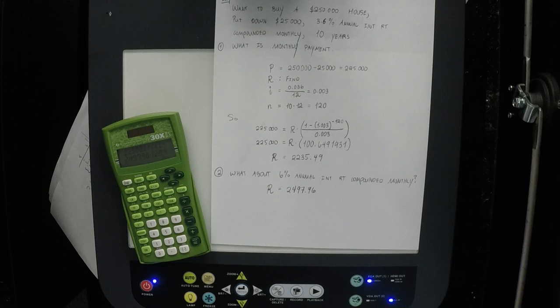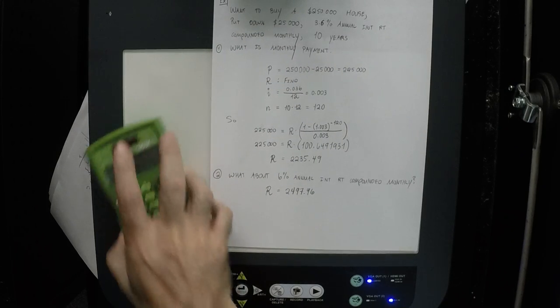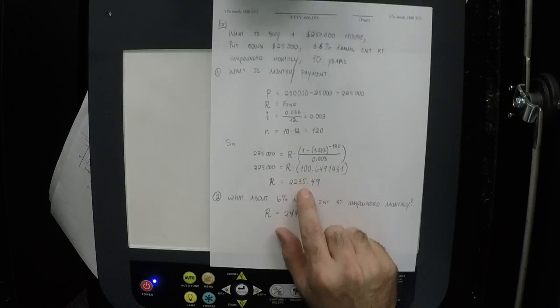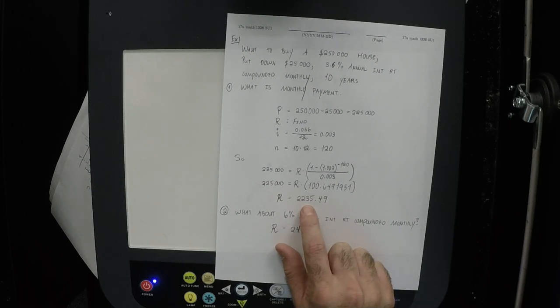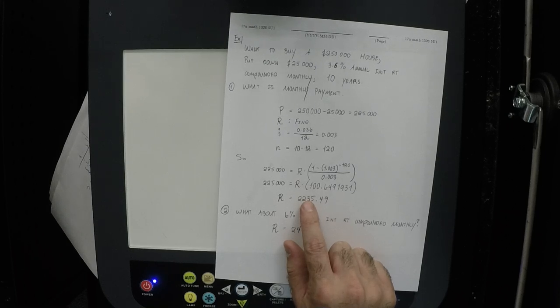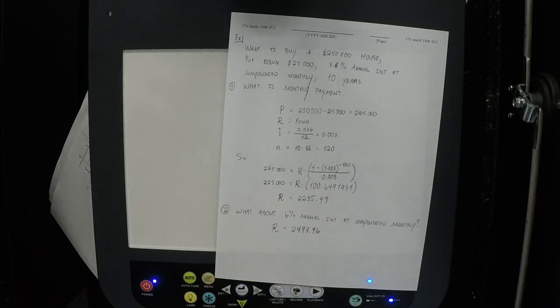Okay, now let's think about another thing. We financed $225,000. And let's go back to the 3.6%, because I think that's currently a reasonable mortgage rate, for 10 years, anyway. How many of these payments do we have to make? 120. So let's figure out just exactly how much money left our hand after adding up all 120 payments of this size. So that number, 2235.49 times 120.